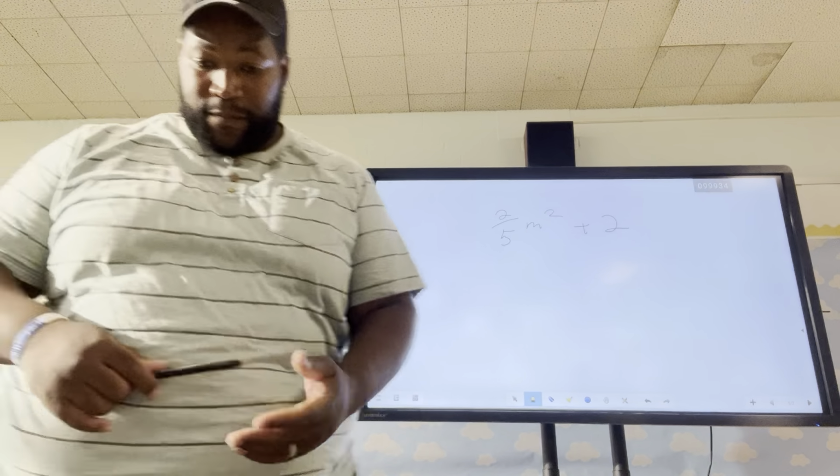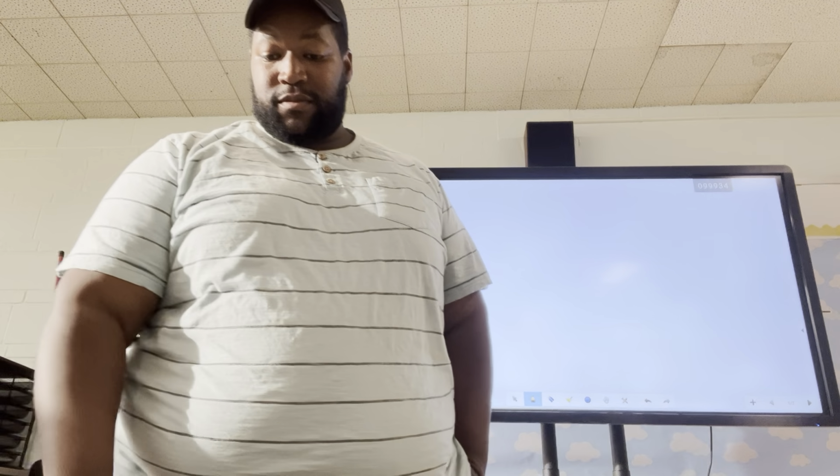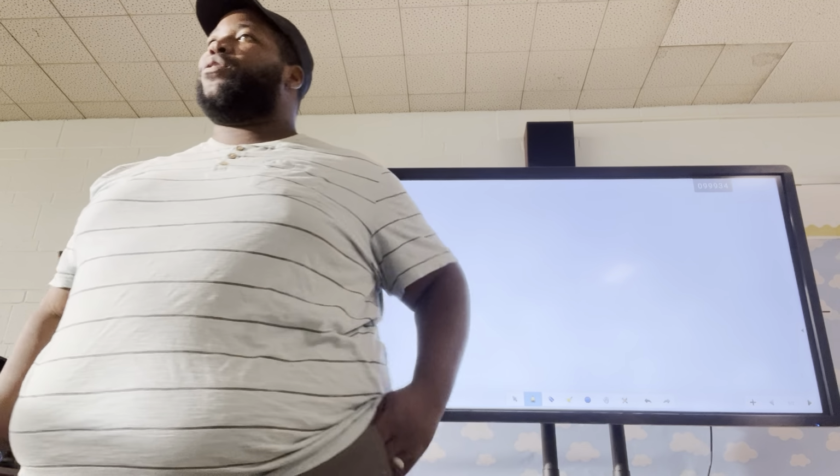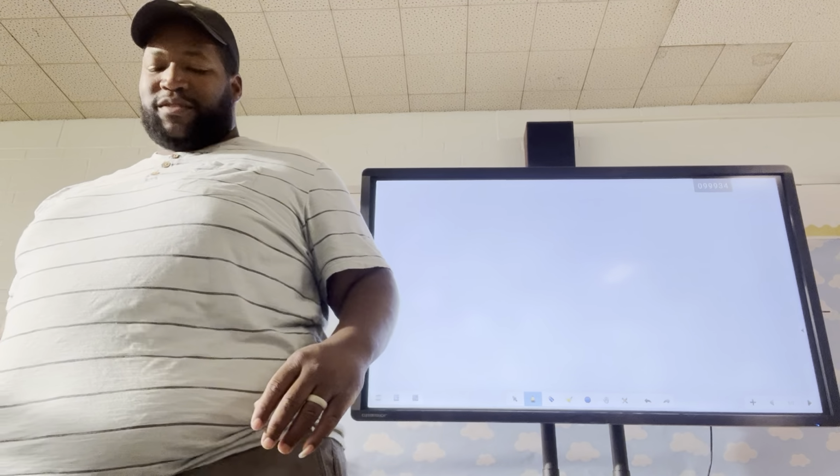I'm tripping. Hold on. This is the wrong problem. I was looking at the check, but I was looking at the problem above it with the +2. That way, ain't nobody saying a word. So it's gonna be 2/5 m squared, right? I was looking at the top problem.